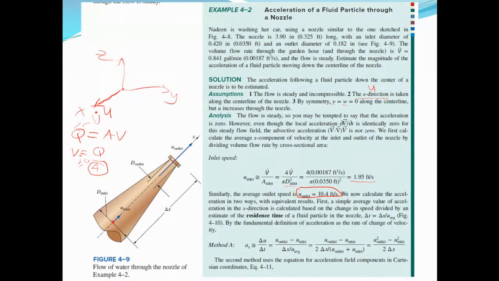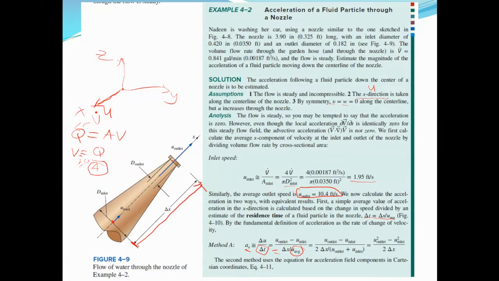The residence time is given by the change in space, delta x, over the average velocity, because velocity is simply dx/dt. So delta t will be delta x over the average velocity, because the velocity at the outlet is different from that of the inlet. By fundamental definition, acceleration is the rate of change of velocity, so acceleration in the x direction is delta u over delta t. Delta u is the difference in velocity, outlet minus inlet, and delta t is equal to delta x over the average velocity, because we are considering this region.